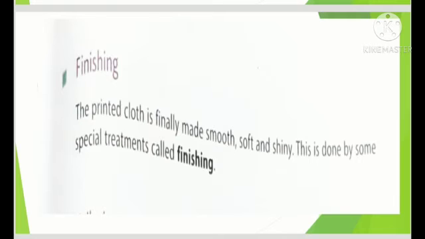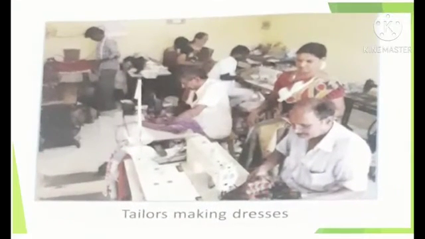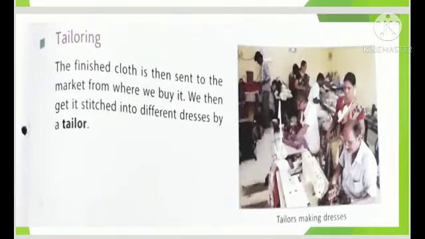After this long journey, what we get in our hand is the cloth that is made with the help of long threads. Now, what you are watching in the picture, tailors making dresses. When we take some cloth from the market and hand it over to the tailor, what is tailoring? The finished cloth is then sent to the market from where we buy it, and we then get it stitched into different dresses by a tailor.